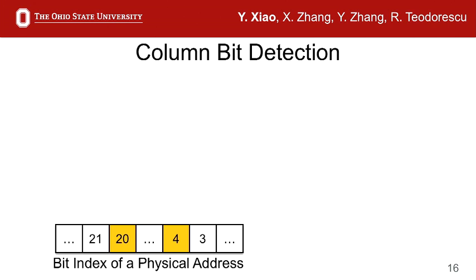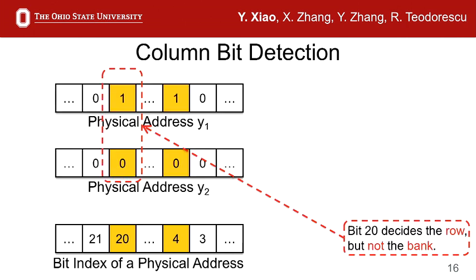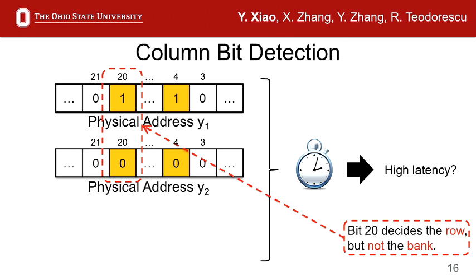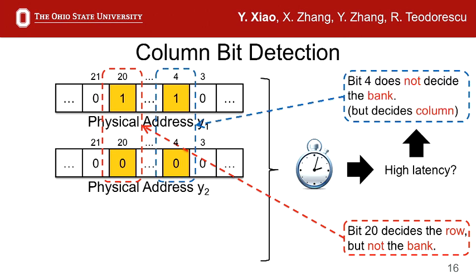We pick one of the row bits and an unknown bit to do the next test. Again, we choose 2 addresses that differ only in the chosen 2 bits, in this case, bit 20 and bit 4. Then we read them in turn for a number of times. If we witness a high latency in timing, then the 2 addresses y1 and y2 are also in the same bank but different rows. In previous tests, we know that bit 20 is a row bit and has nothing to do with the bank.